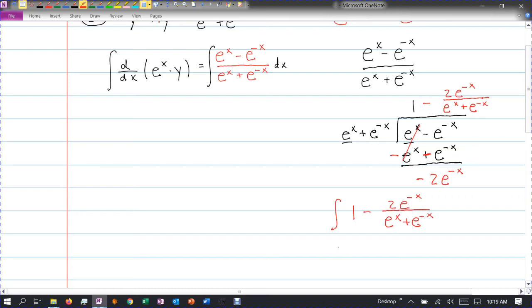The first one's easy, that's just x, but then we have to do this integral. That integral, I would make it maybe a basic u sub. U is equal to e to the x plus e to the negative x. The derivative of that would be, oh shoot, I can't believe I didn't see that right away.